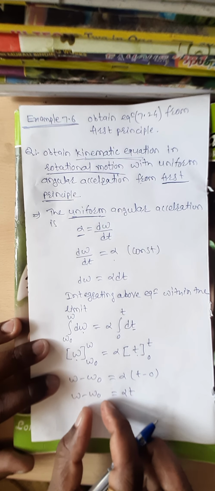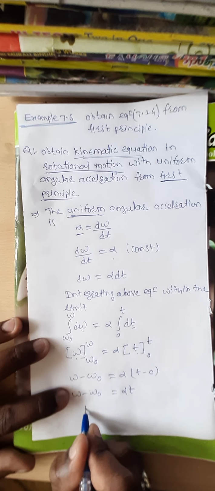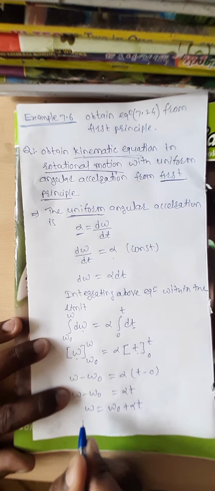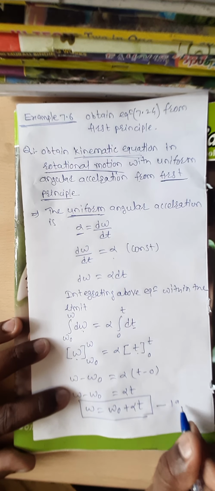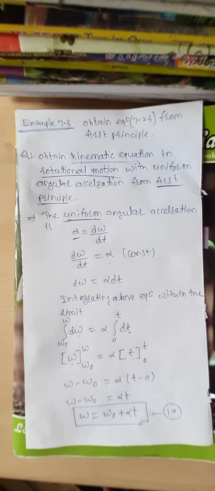Now transferring omega naught from left to right, omega is equal to omega naught plus alpha t. This is the first kinematic equation in rotational motion. We know that this is the first kinematic equation.